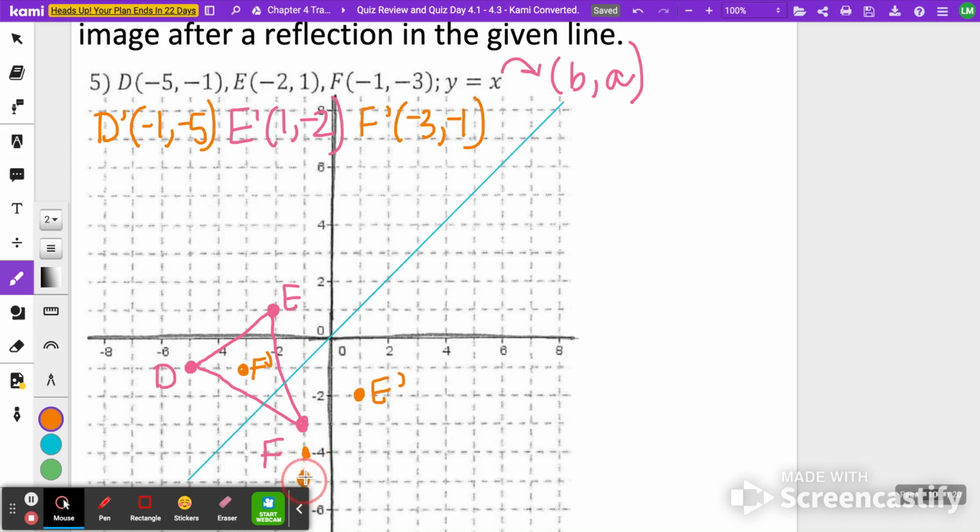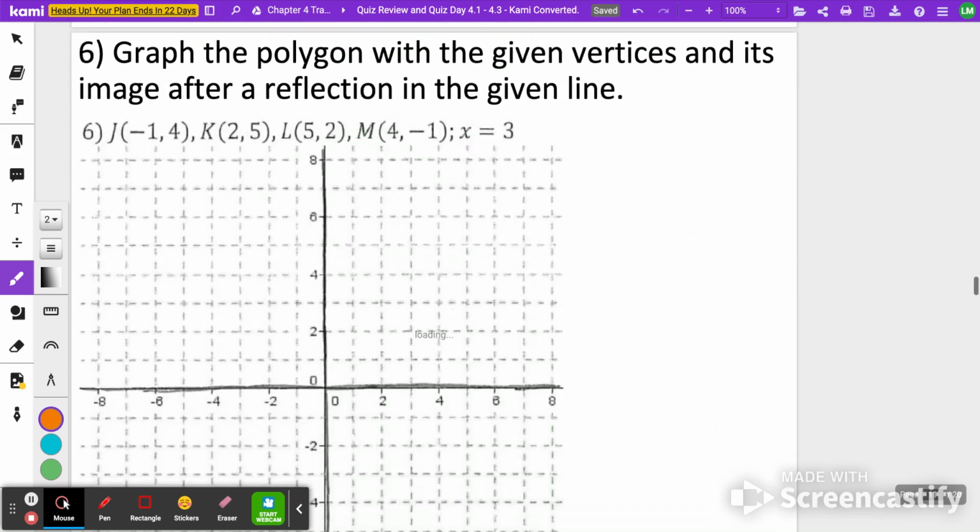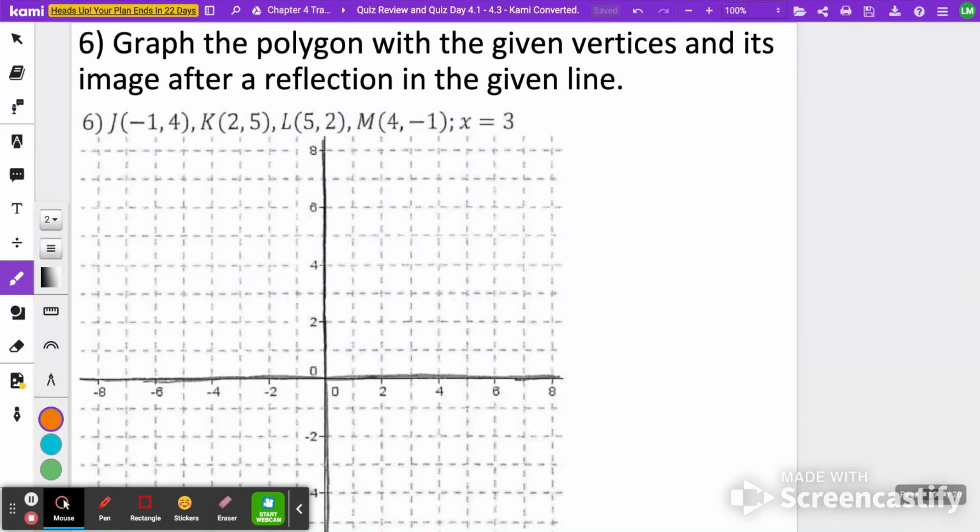Right here. So as we connect all those points, they are overlapping one another, but our line of reflection is this blue line here. We're going to try the next one. It's another reflection, but now we have a reflection over x equals 3. So we're going to plot our original points, draw our line, and then show our reflection.